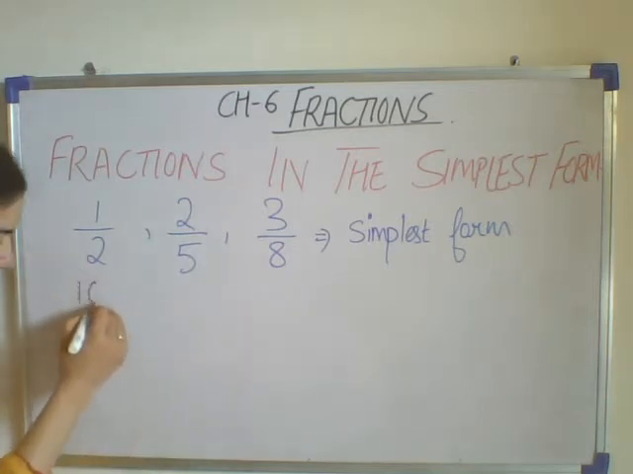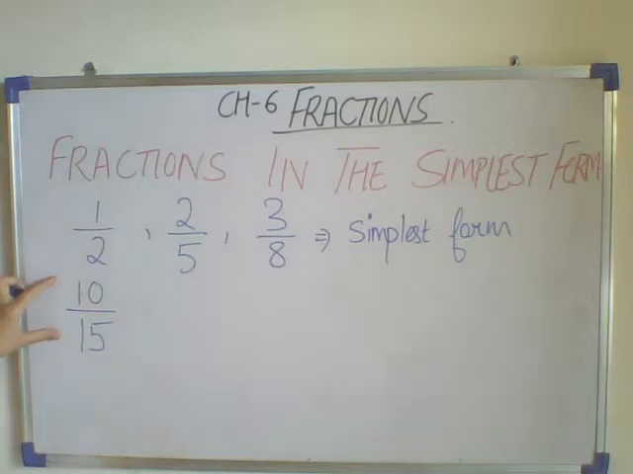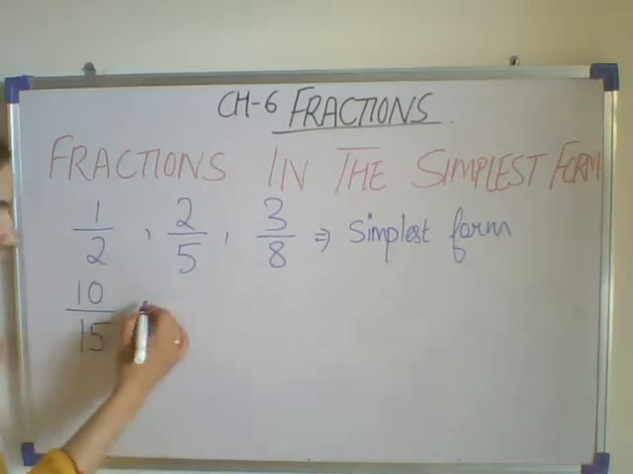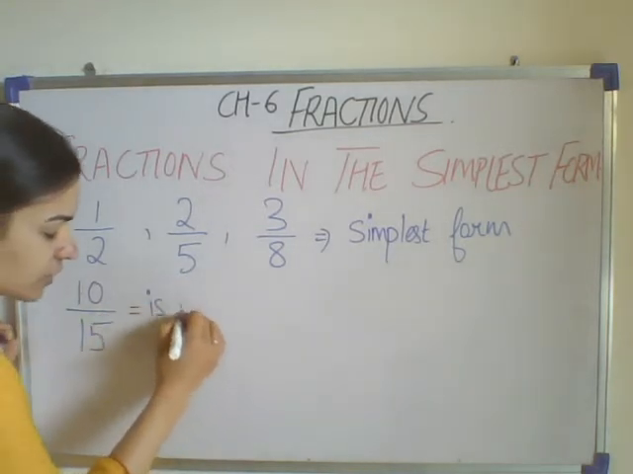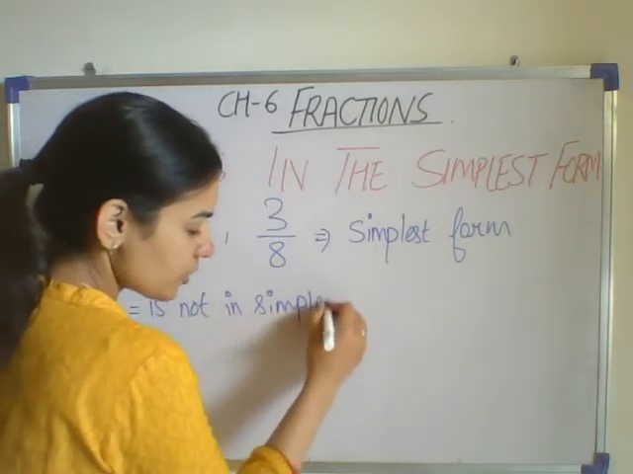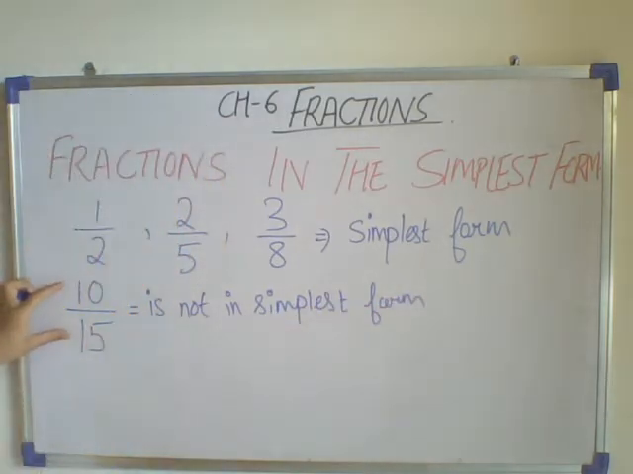Now the fraction 10 by 15 is not in its simplest form. Why? Because 5 is the common factor of both 10 and 15. 10 is divisible by 5 and 15 is also divisible by 5. So we can say that this fraction is not in simplest form, because it has 5 as the common factor.